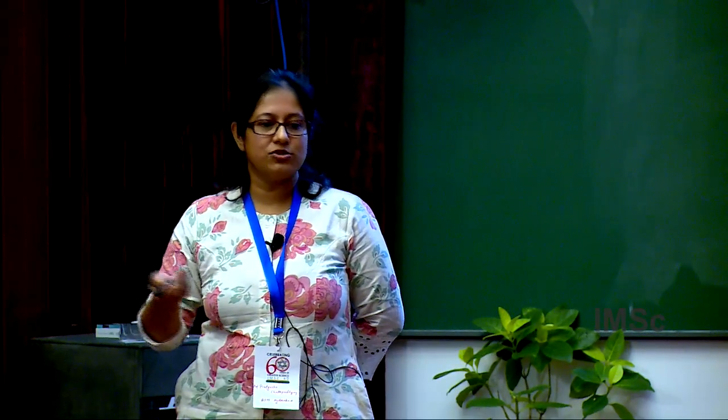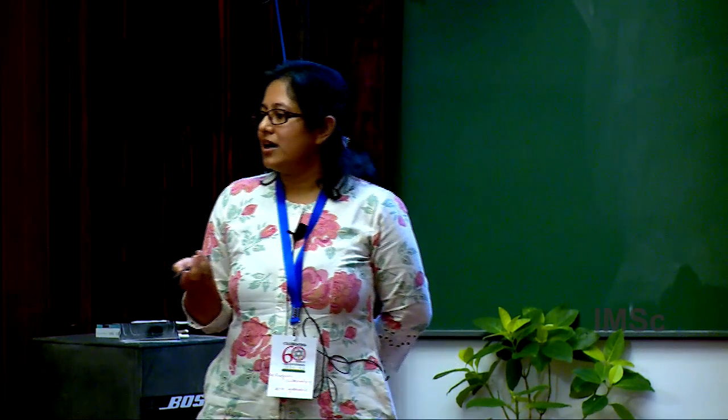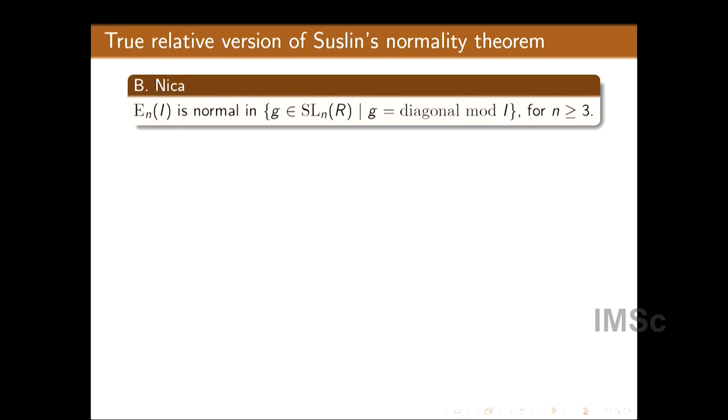So now the question arises: there we had a version of Suslin's normality theorem. So can we have Suslin's normality theorem for this group as well? This is a recent result with my student Amruta. We showed that if 2 is invertible in the ring and phi is a skew symmetric matrix of Pfaffian 1 of size bigger than or equal to 2, then we do have Suslin's normality theorem for the relative ESP phi group.